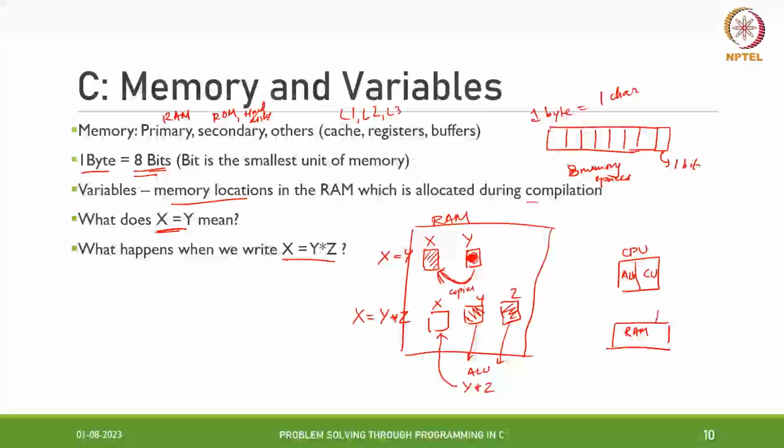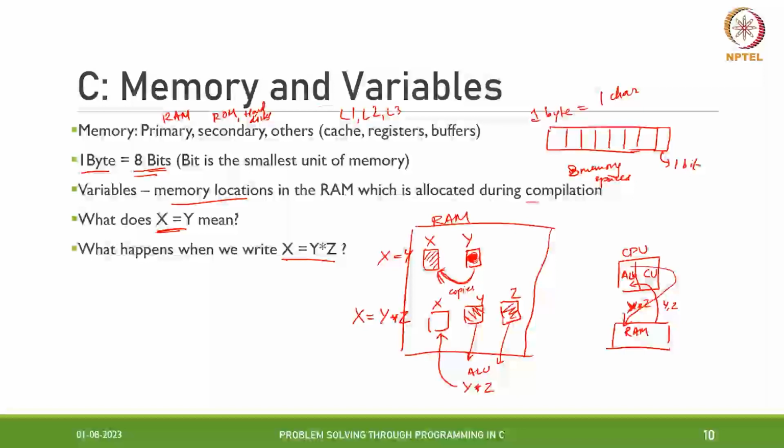So this y and z will go through the CU to the ALU, and then it will be computed here, and then it will again come through the ALU and CU to the RAM. This will be x. Now it will be stored in x. The value itself will be y into z. So all this control is handled by the control unit. The flow entirely is handled by the control unit, which decides what data is sent where. Is that clear?